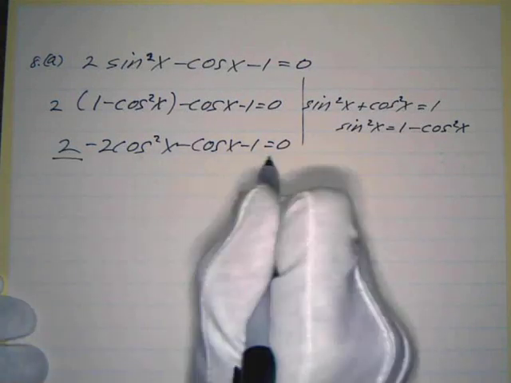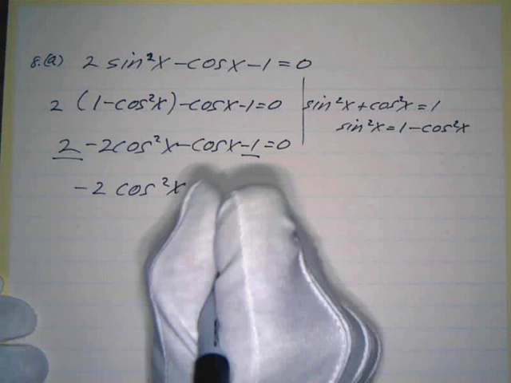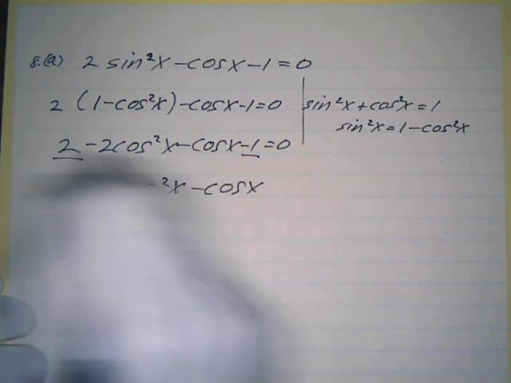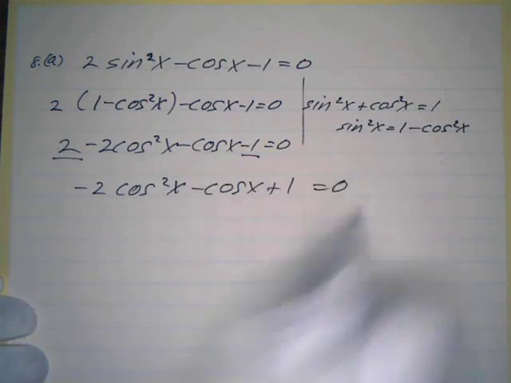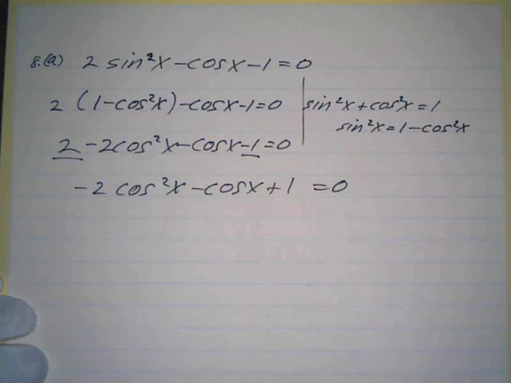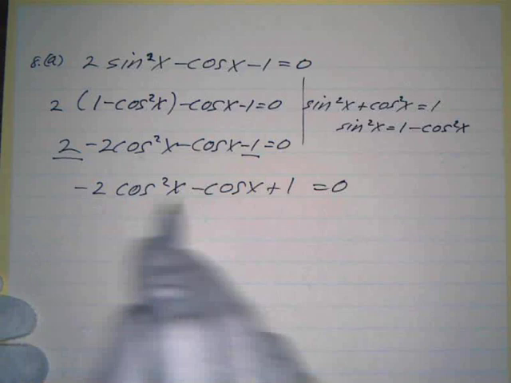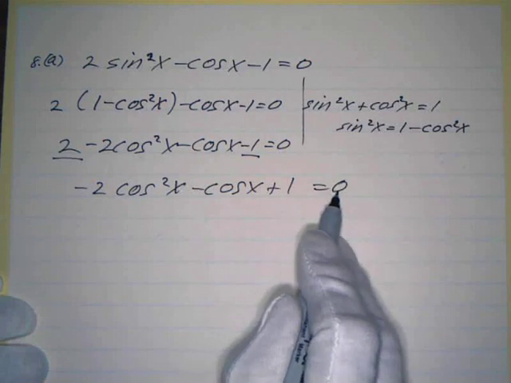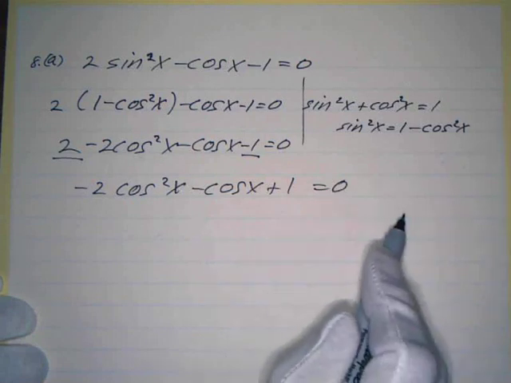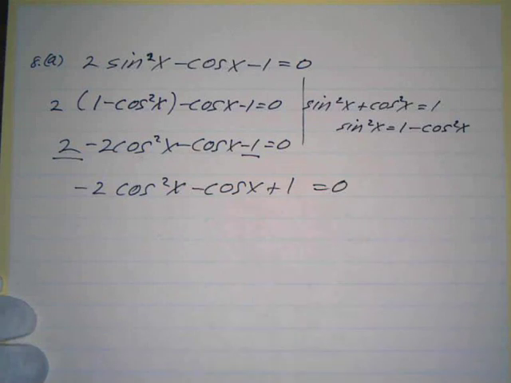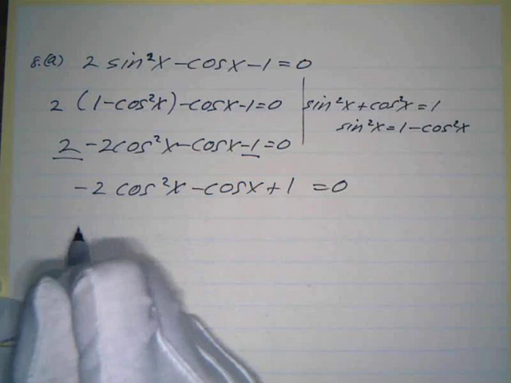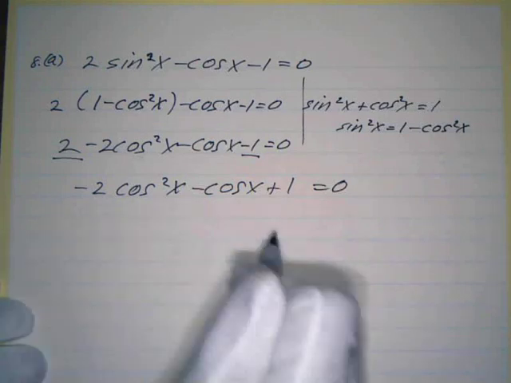Then I've got these numerical terms I can simplify. 2 minus 1 is 1, so I end up with negative 2 cosine squared of x minus the cosine of x, and then 2 minus 1 is 1, plus 1 equals 0. Now when we're trying to find the zeros of a function like this, or any function, we can divide through by a negative sign, because we can divide 0 by negative 1, it won't change the value, and it will give us the same zeros, the same solutions. Now if we graph it, it'll look a little bit different, kind of flipped, but it will still give us the same zeros.